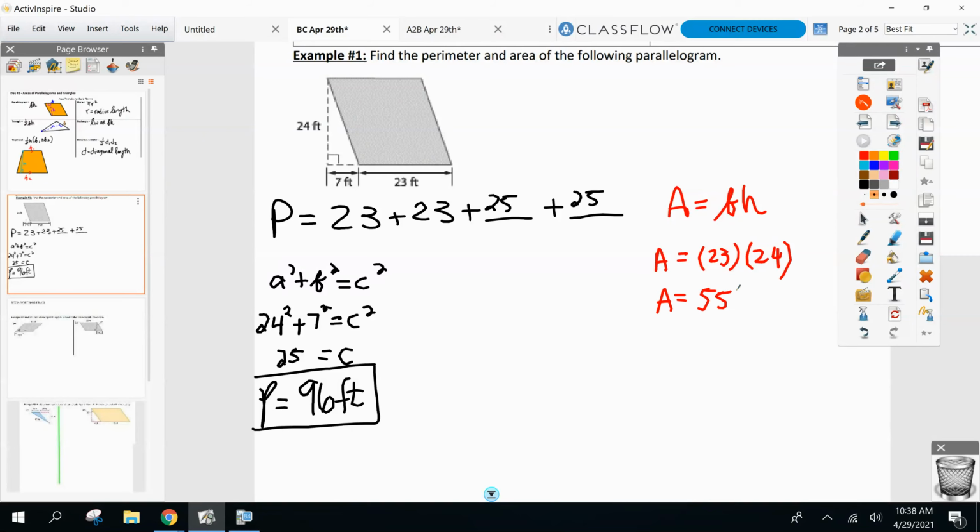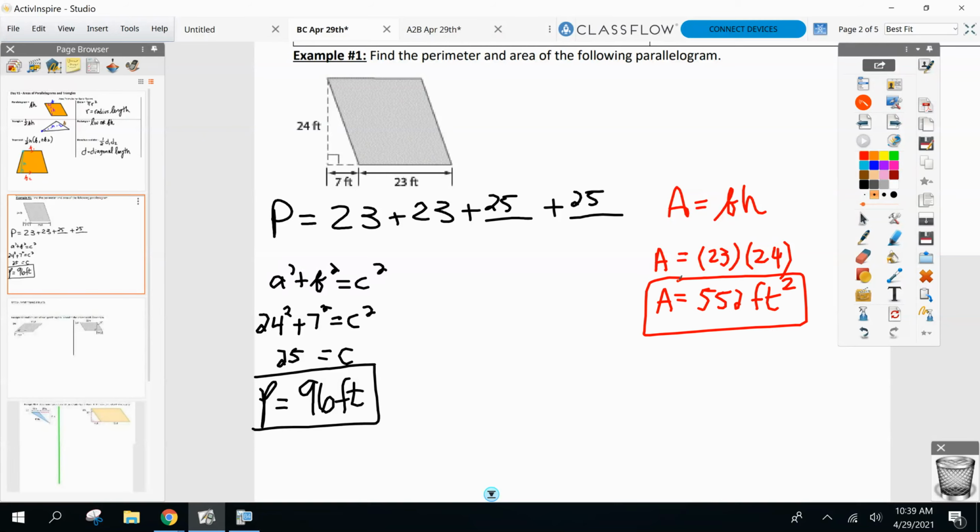552 feet, but now we're doing area. Anybody know the units for area? Isn't it feet squared? Square units. Not the 552, it doesn't get squared, the units. So that's why I'd like you to put units on now. Perimeter, it's just feet, and then area, I change it to square feet. Any questions here before I really start ramping it up?